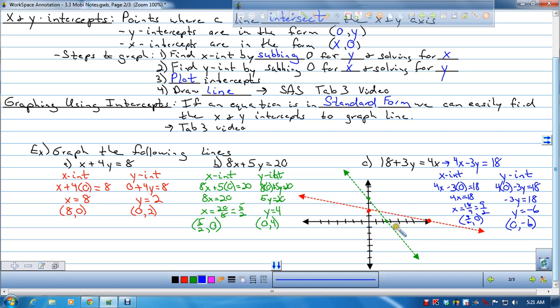So 9 over 2 is 4.5. 1, 2, 3, 4.5, about right there. And 0, negative 6. 1, 2, 3, 4, 5, 6.